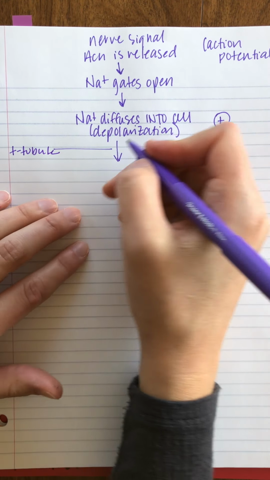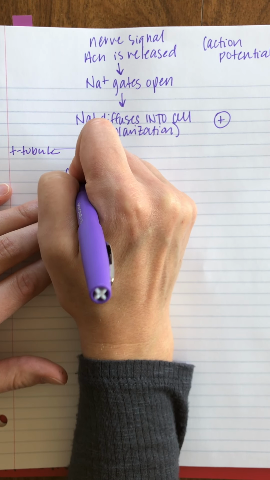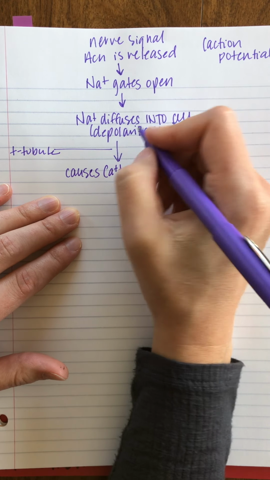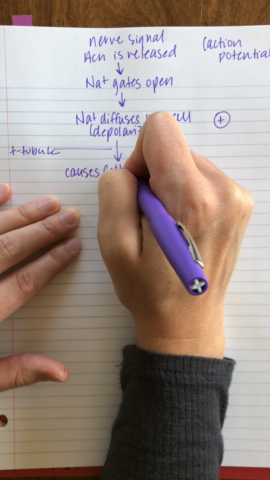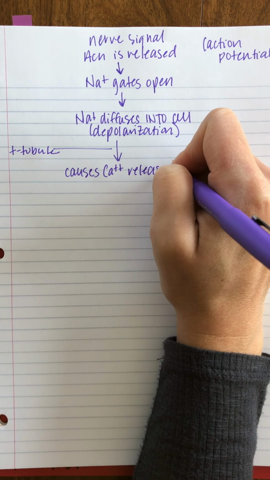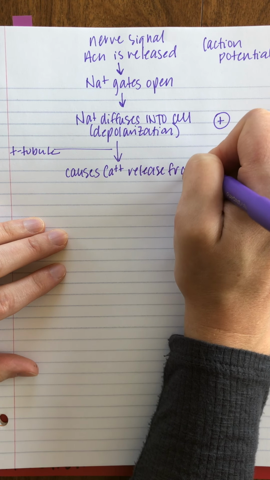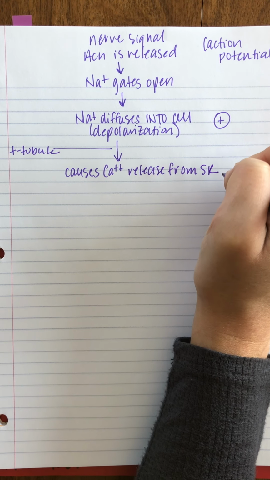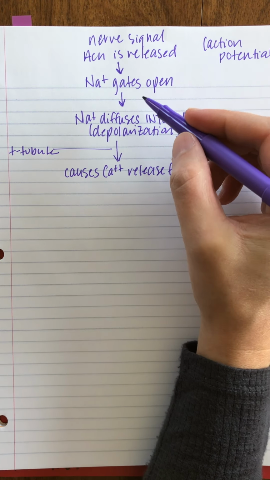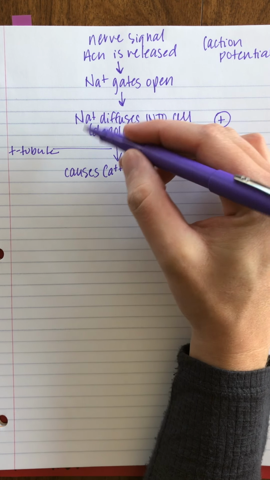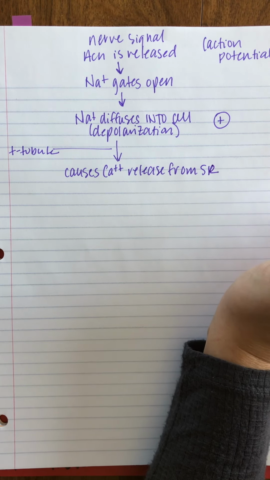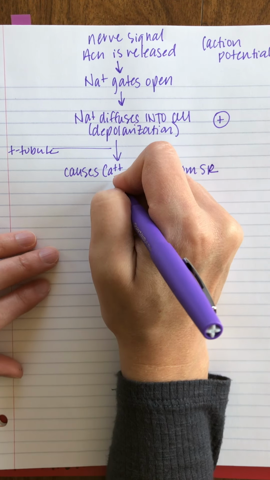It will then cause calcium, which is Ca++, to be released from the sarcoplasmic reticulum. So just don't forget that calcium is stored in the sarcoplasmic reticulum. So when sodium diffuses in and travels down the T tubule, it causes calcium to be released from the sarcoplasmic reticulum. Okay.